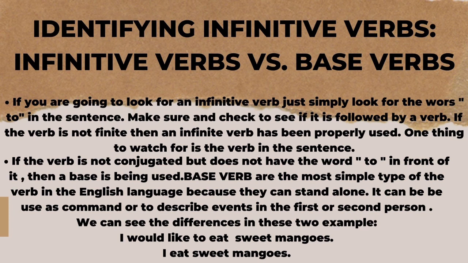Identifying infinitive verbs versus base verbs. If you are going to look for an infinitive verb, simply look for the word to in the sentence and make sure that it is always followed by a verb. A base verb is the most simple type of verb in the English language because it can stand alone. It always follows the word to, or it can be found in front of the infinitive verb. Also, if the verb is not conjugated or connected with the word to in front of it, then a base verb is being used.